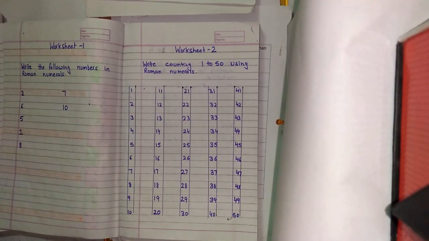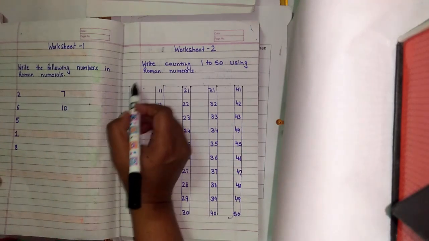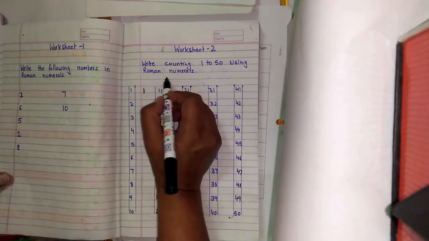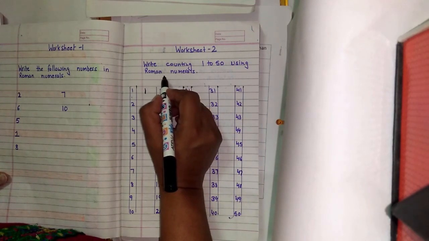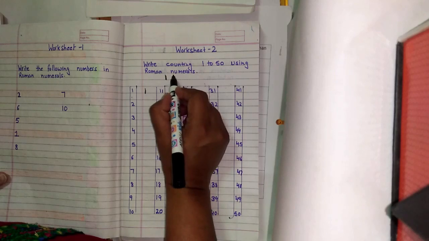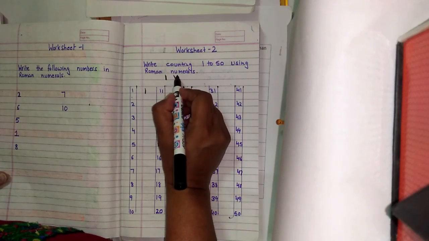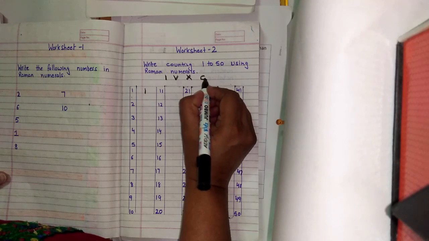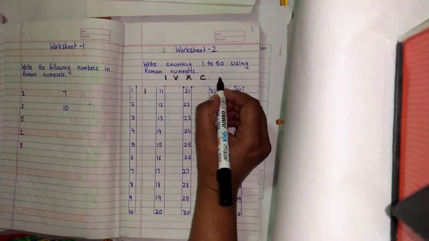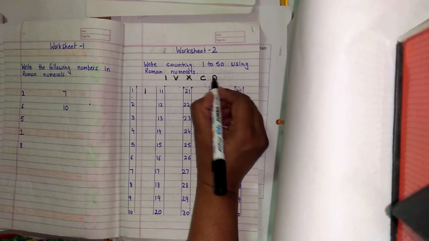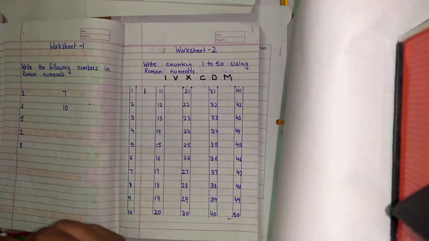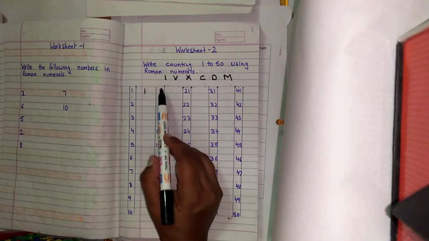Now you recall your knowledge or watch the previous video where I have taught you how to write the Roman numerals. Here we have only 7 symbols. First mark all those symbols: I, V, X, L, C, D and M. These all 7 symbols are with us. There is no symbol for 0.